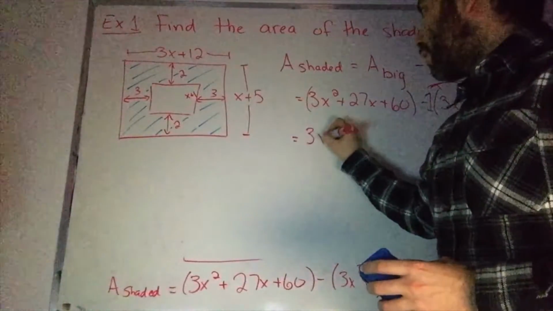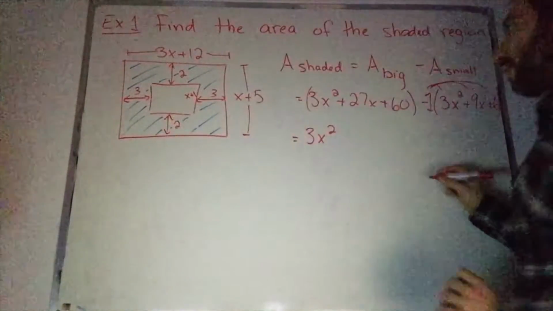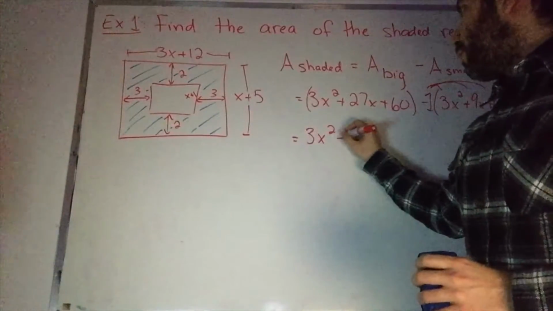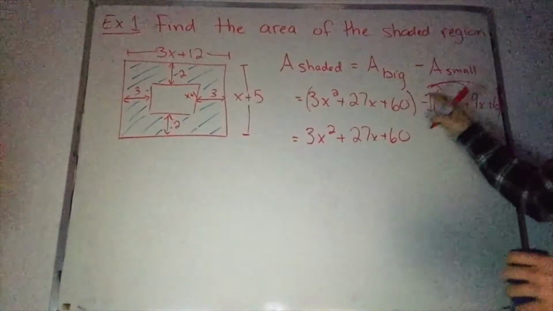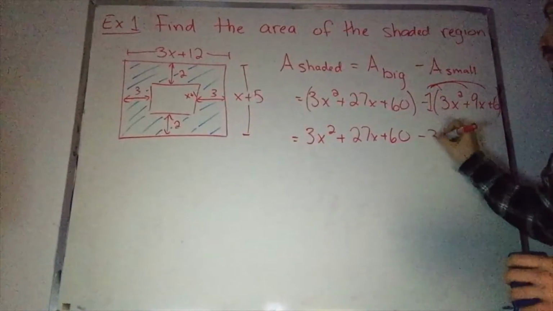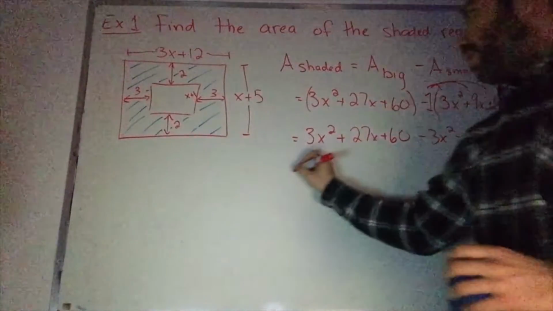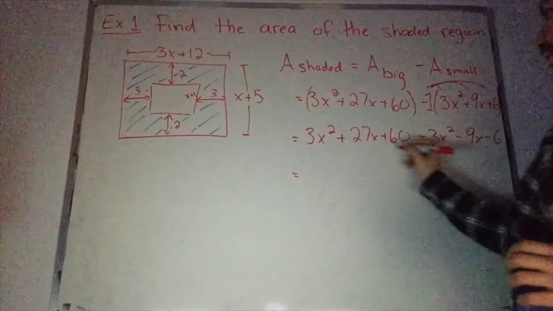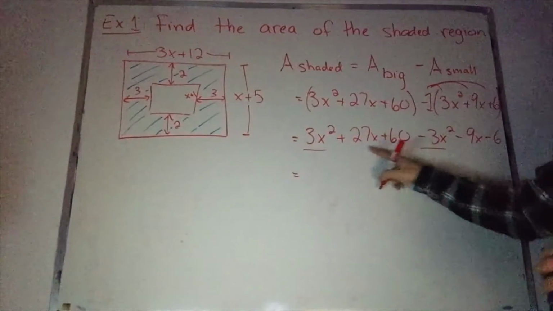So we get 3x squared. Let me erase this on the bottom. We get 3x squared plus 27x plus 60 and distribute the -1. So we get minus 3x squared minus 9x minus 6. Combine like terms and we get 3x squared minus 3x squared, they cancel, so you're left with 0.